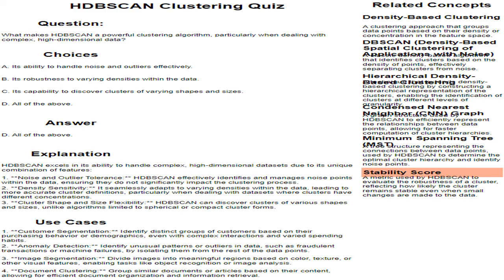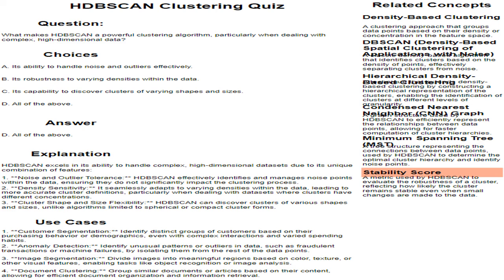A metric used by HDBSCAN to evaluate the robustness of a cluster, reflecting how likely the cluster remains stable even when small changes are made to the data. A high stability score indicates a cluster that is less likely to change drastically with minor data modifications, suggesting that the cluster represents a real and meaningful structure in the data. A low stability score, on the other hand, suggests that the cluster might be more sensitive to data noise or variations, requiring further investigation.